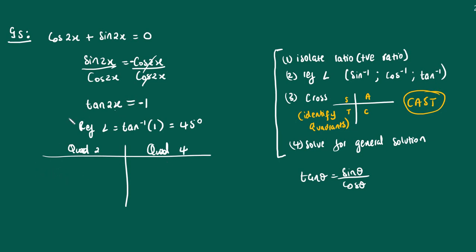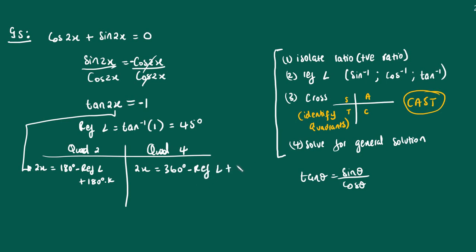Right. Then remember, take this as it is. So you're gonna have 2x, and then you're gonna have 180 degrees minus the reference angle, and then plus 180 degrees times k. And then for quadrant 4, you'd say 2x is equal to 360 degrees minus the reference angle, and then plus 180 degrees times k. Making sure that you are awake and vigilant to make sure that you have 180 there, since you are dealing with tan.